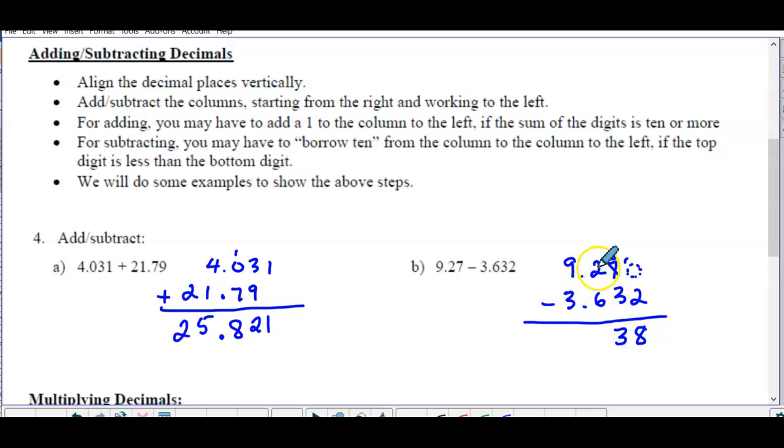Again, we can't take 6 from 2, so we have to borrow. Okay, and then 12 minus 6 is 6. Decimal place stays the same. 8 minus 3 is 5.